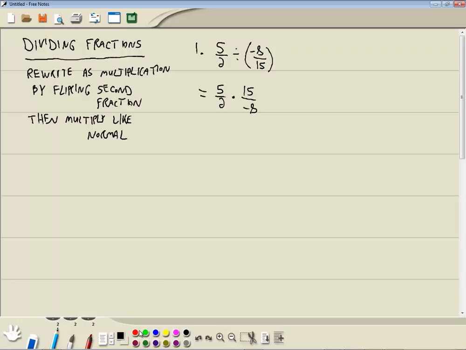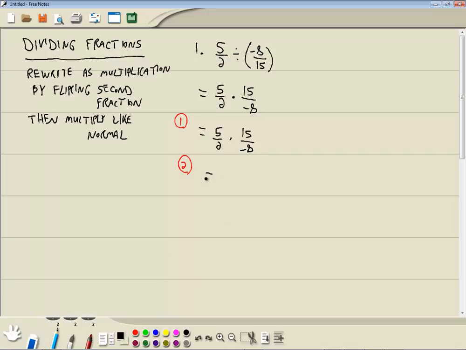Now at this point we want to simplify this. This was step 1 in multiplying fractions. Doesn't look like there's anything we can do, so this just remains 5/2 times 15 over -8. To simplify, you look for a number on top and a number on the bottom, numerator and denominator, and see if you can divide both of them by the same number. We have 5 and 8, 5 and 2, nothing there. We have 15 and 2, and 15 and 8, nothing there. So we just go to step 2.